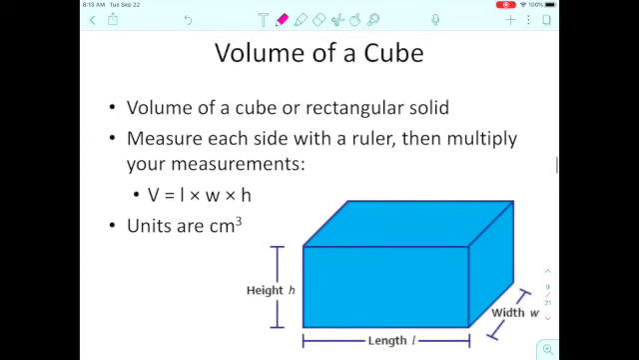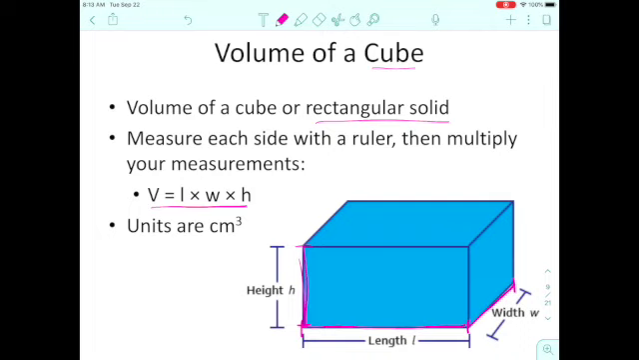All right. So if we have something like this, a rectangular solid or a cube or something like that, you can measure each side with a ruler. Okay? Measure each side with a ruler, and then you learn this in math class. But volume equals length times width times height. So then you would multiply all of your measurements.